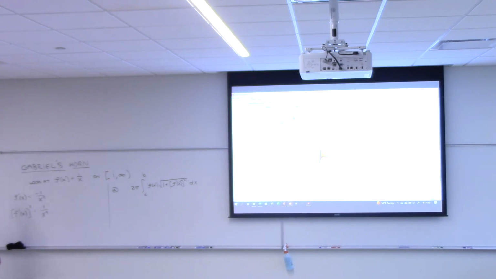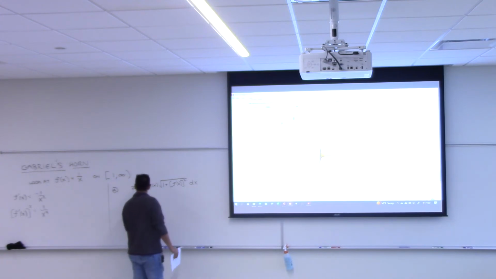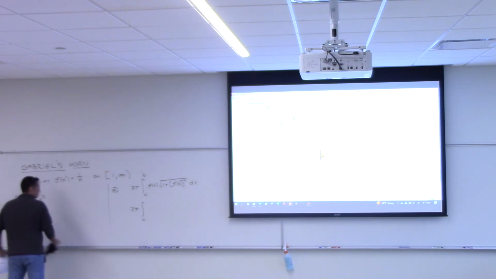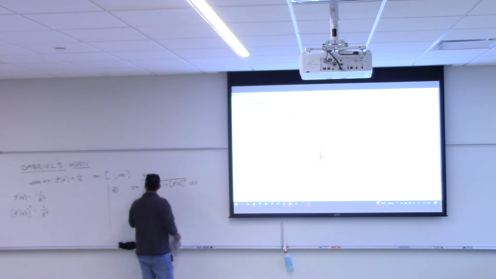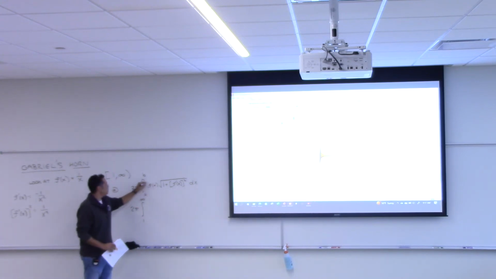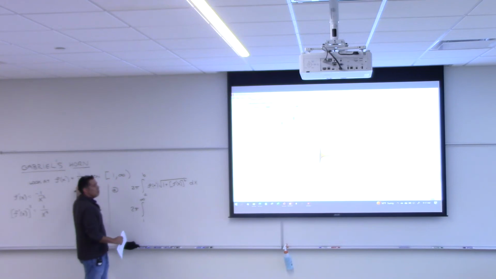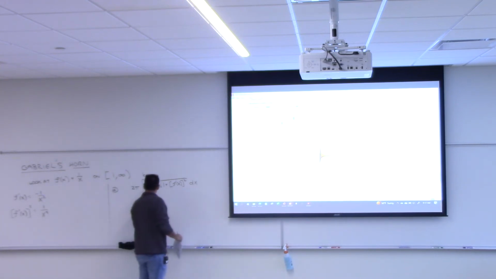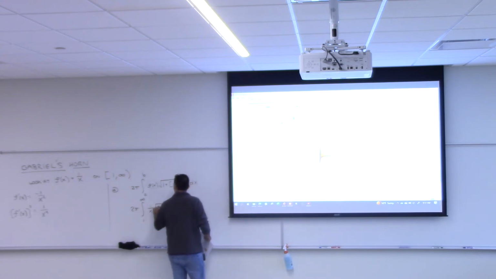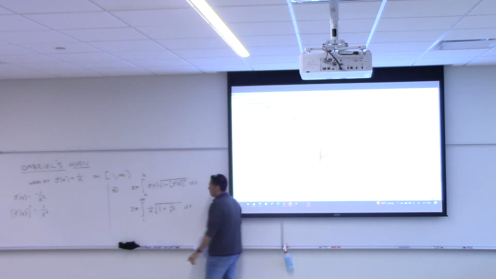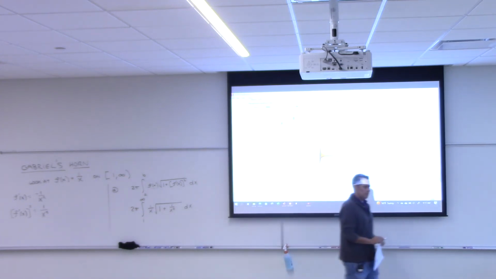So I think I'm ready to put this integral together. I'm going to do 2 pi integral 0, I'm sorry, not 0. We're not going from 0. That would be a problem. 1 to infinity. Now, the function itself, which is 1 over x. Okay? And then times the square root of 1 plus 1 over x to the 4th, dx. That's the integral I'm trying to find. Follow it?